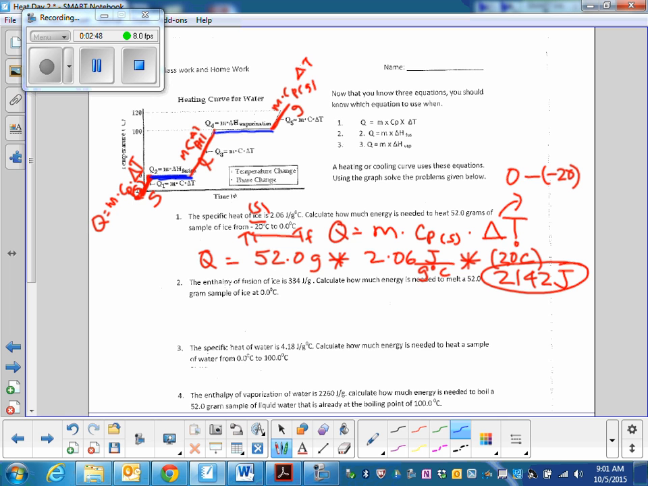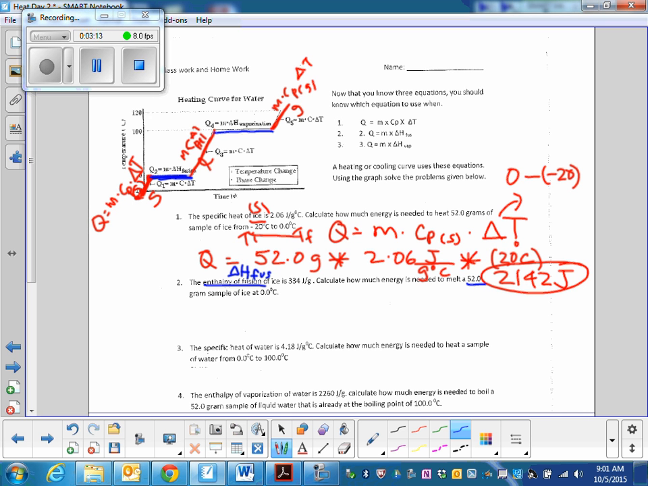Step 2, it's going to melt. So delta H fusion, enthalpy of fusion, means what? Delta H fusion is given and the mass is given. Can somebody tell me what equation I use when it is melting?